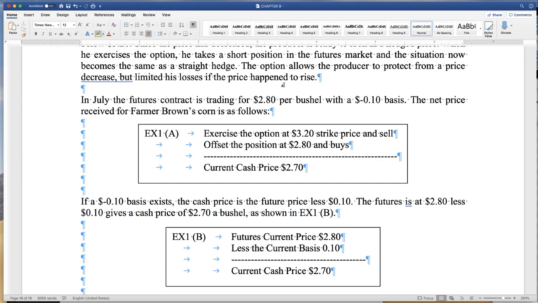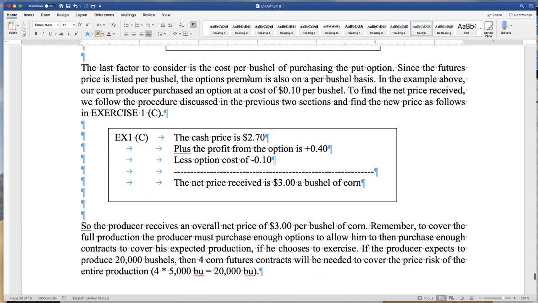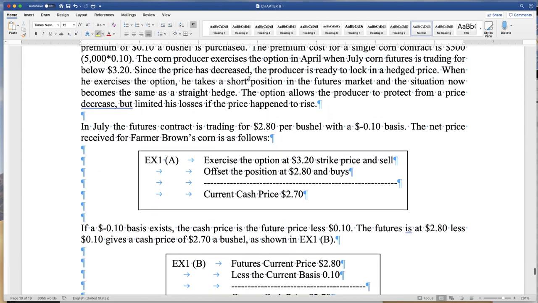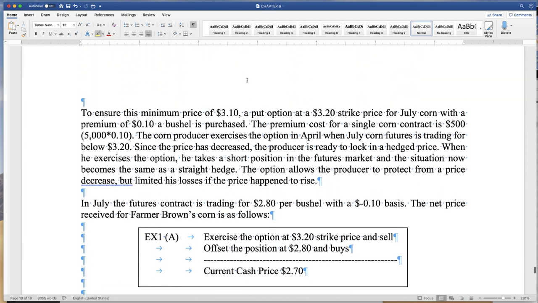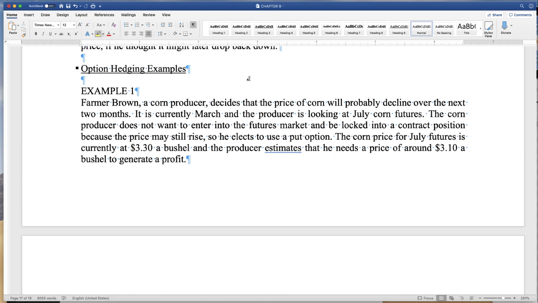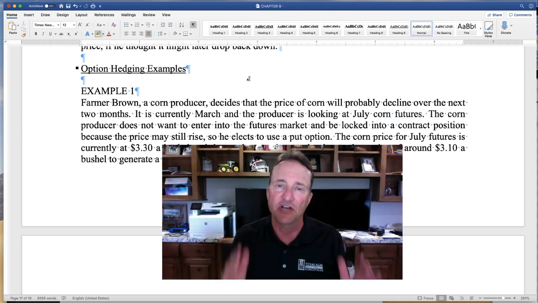Let's see if I can find the full example. This is kind of a partial example. I think your best example for a hedge is going to be using the homework, because that last homework laid it out for you in detail. All right, hopefully this helps you review Chapter 9.